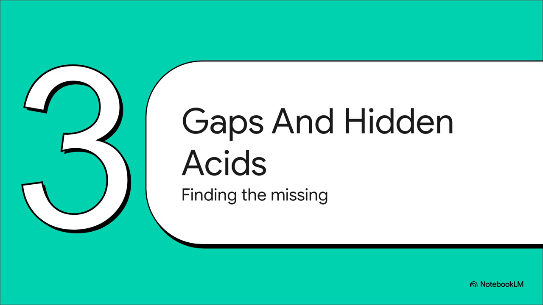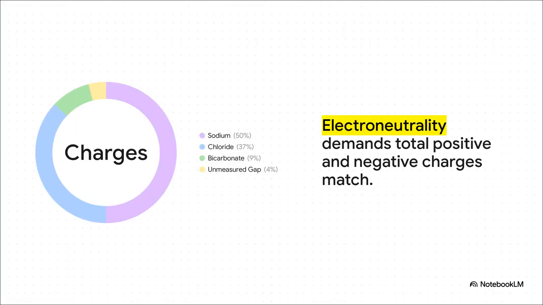Which brings us to part 3, gaps and hidden acids. So, the crucial point is that to find these hidden acids, we have to rely on a fundamental law of physics, electrical neutrality. In any aqueous solution, like human plasma, the total positive charge must exactly equal the total negative charge. Because of this, we can look at what we routinely measure: sodium on the positive side and chloride plus bicarbonate on the negative side. The difference between them is our anion gap.